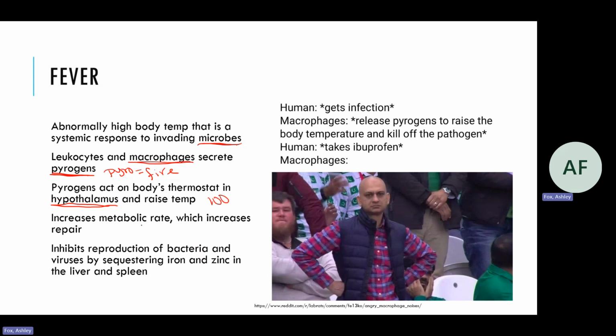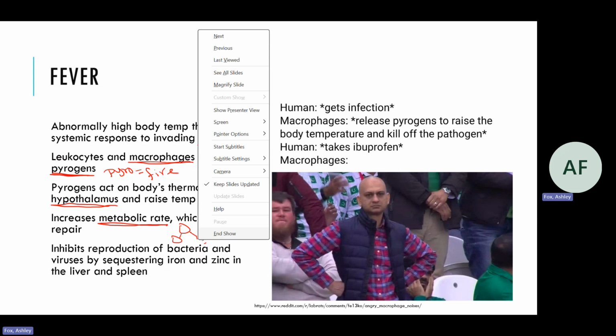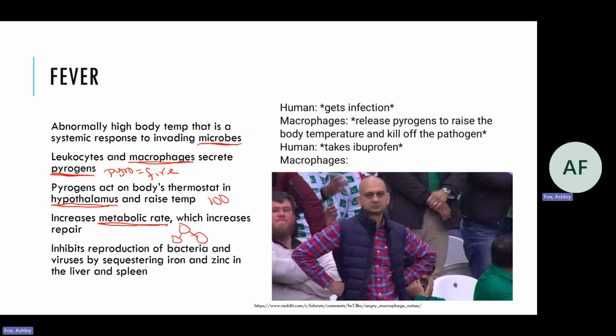Why is this kind of helpful? It increases the metabolic rate of your cells. And metabolic rate is mainly going to be your chemical processes, which is going to increase cell division, so mitosis. If you have an increased level of mitosis, then you're going to have increased repair, because all these cells are going to be dividing to fill in the damage and fix the damage.